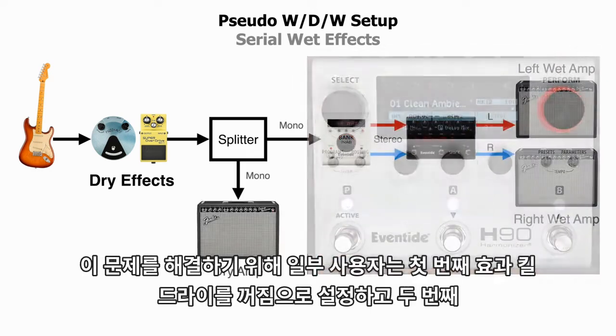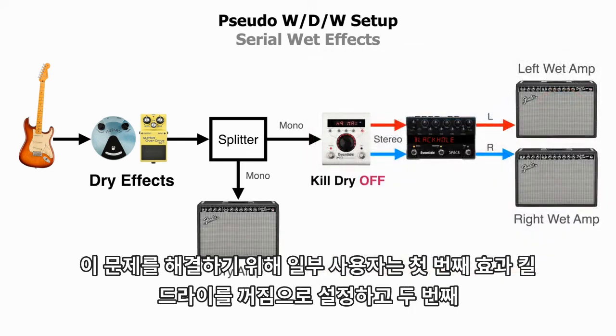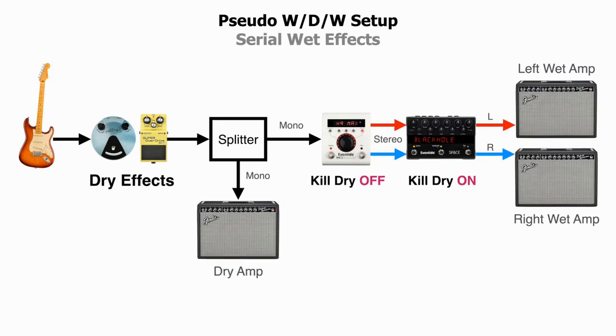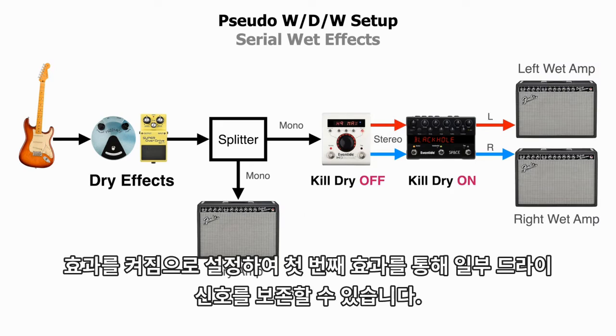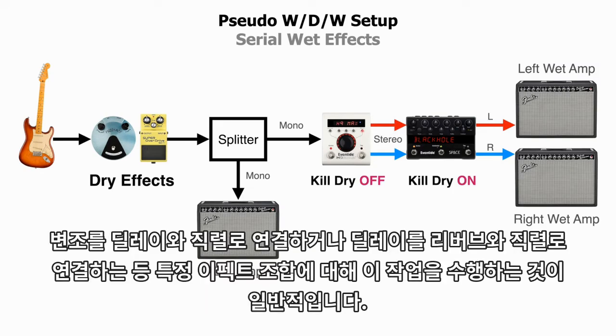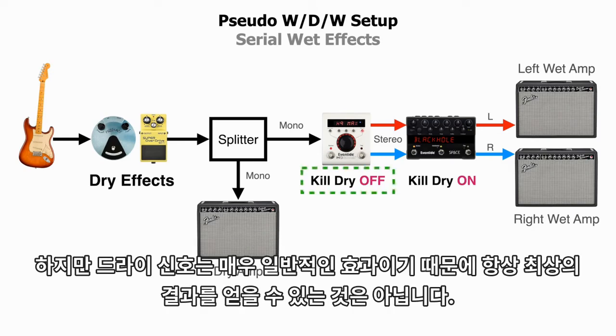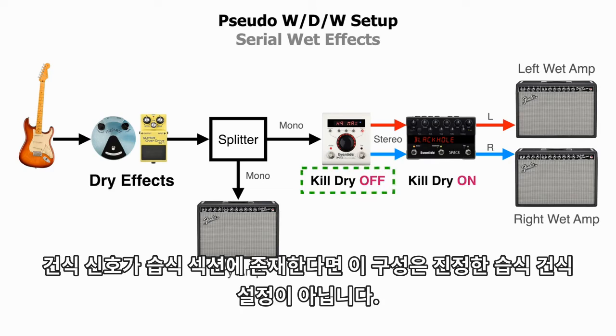To solve this, some users might have the first effect's kill dry set to off and the second effect's set to on, just to preserve some of the dry signal through the first effect. It's common to do this for certain combinations of effects like putting modulation in series with a delay, or a delay in series with a reverb. Nonetheless, because dry signal is present in the wet section, this configuration is not a true wet-dry setup.